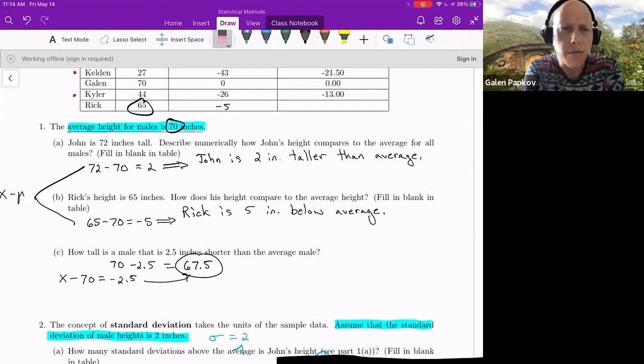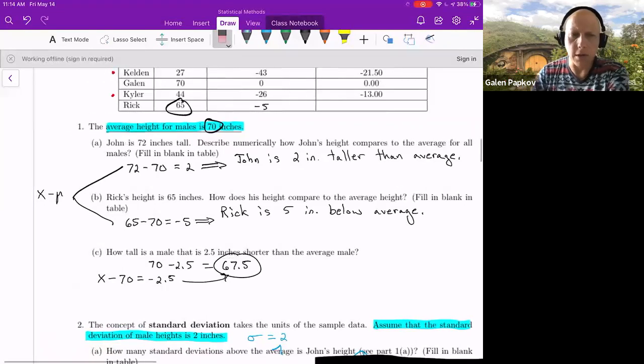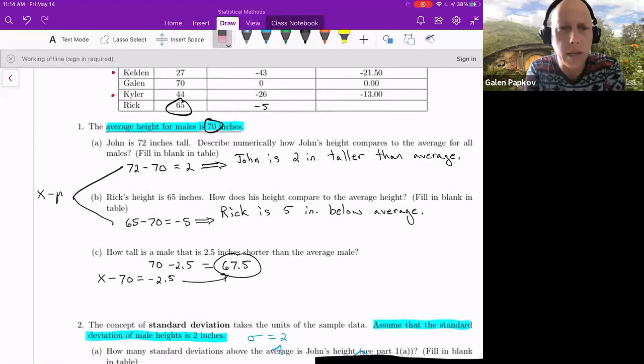And none of this really required a formula. But if you really like formulas, on the left-hand side, all we did was we pretty much said, well, x minus mu gives us the distance or the comparison between an individual's height and the average height.